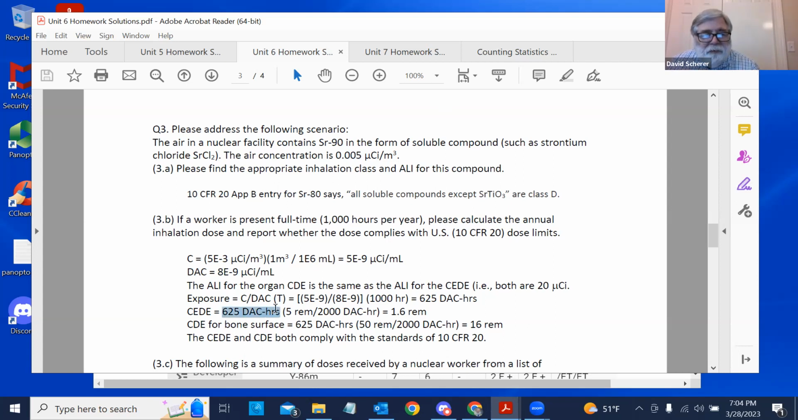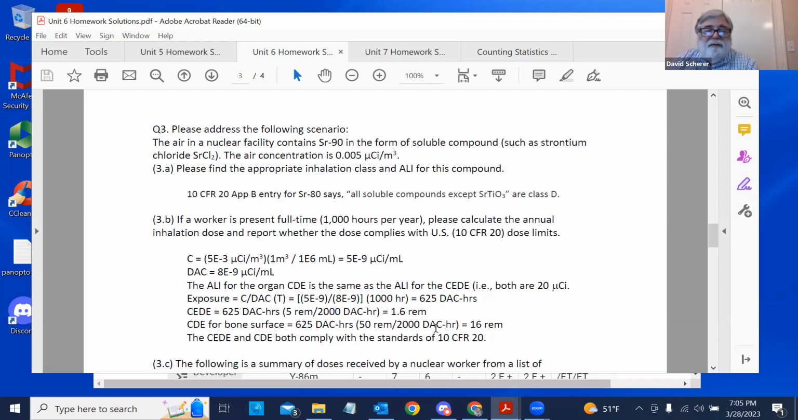So I had my 625 DAC-hours. If I'm figuring out the committed effective dose equivalent for the whole body, I say 5 rem is 2,000 DAC-hours. I was exposed to 625 DAC-hours, which gives me 1.6 rem for the committed effective dose equivalent. If I'm only interested in the critical organ, the committed dose to the critical organ, it's 625 DAC-hours times 50 rem per 2,000 DAC-hours, which would be 16 rem to the bone surface, 10 times as much. Okay? So you've seen the method here.